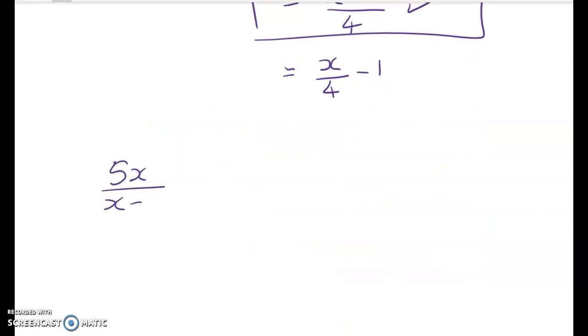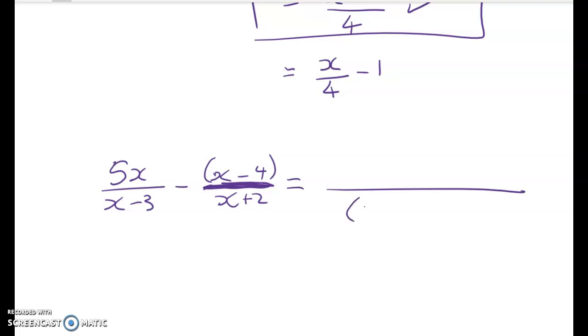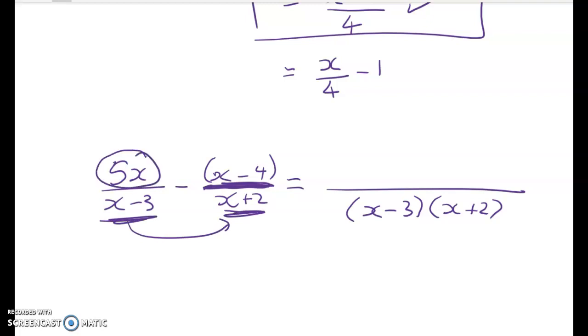So 5x over (x minus 3) minus (x minus 4) over (x plus 2). And we can think of this as being an invisible bracket, and we might want to already put in our brackets around there. When we subtract fractions, we need to get a common denominator. So the common denominator will be (x minus 3) times (x plus 2). What did I do to this? I multiplied it by this, so I have to do the same operation to the numerator.